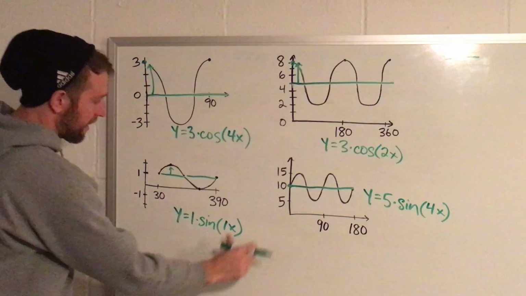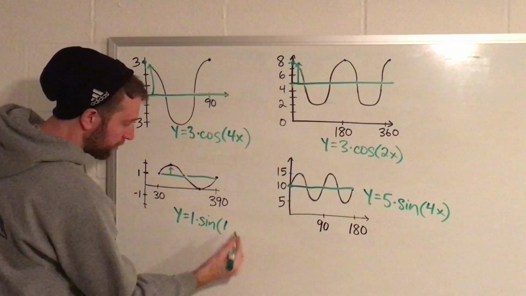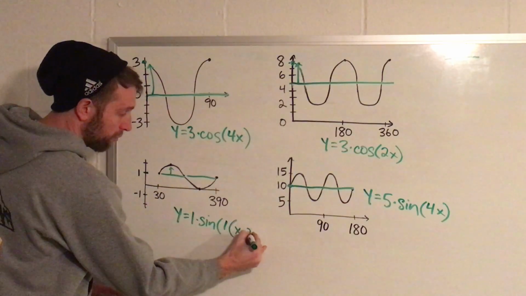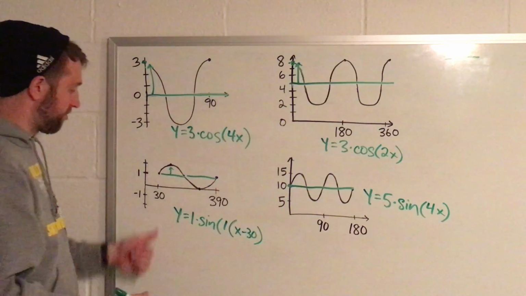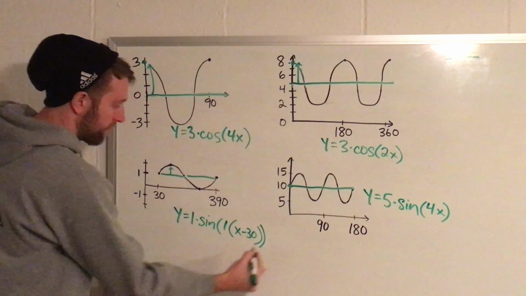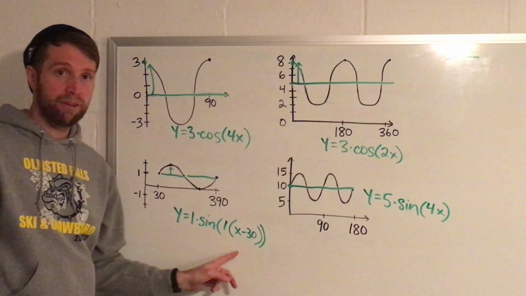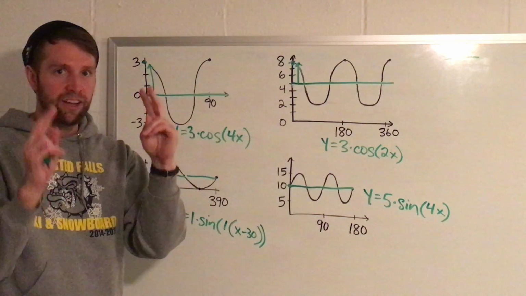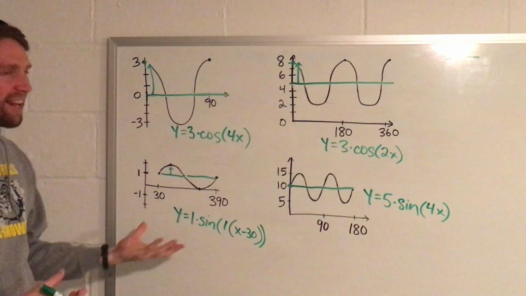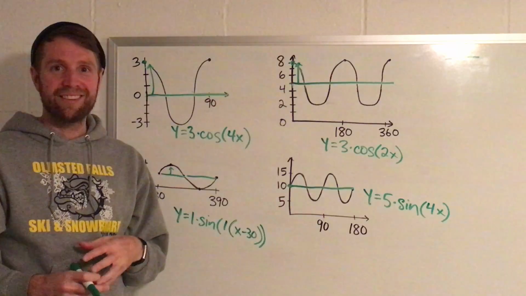What you can do to make that happen with this 1x is put the x in parentheses. And you always do the opposite of what is in the parentheses. So this starts at a positive 30, I'm going to put in a negative 30. If I plug 30 in, 30 minus 30 is 0. It takes me to the new starting point of that graph. So again, anything inside the parentheses does the opposite.